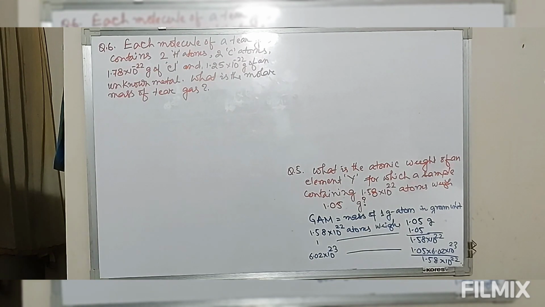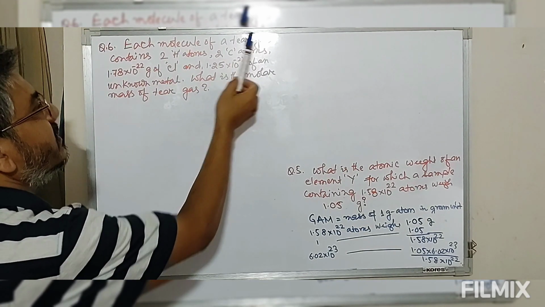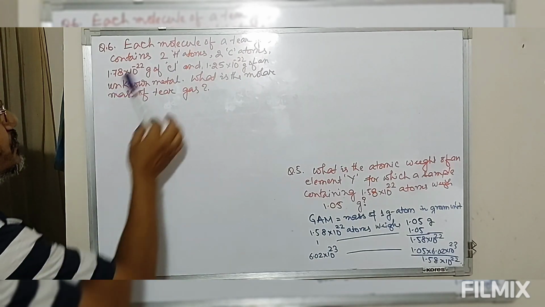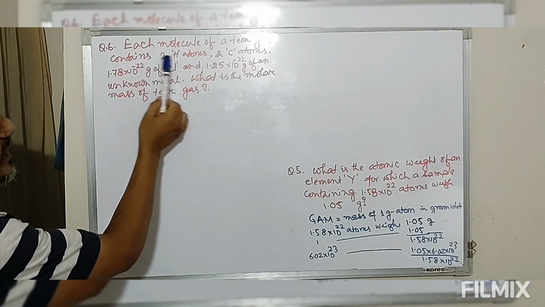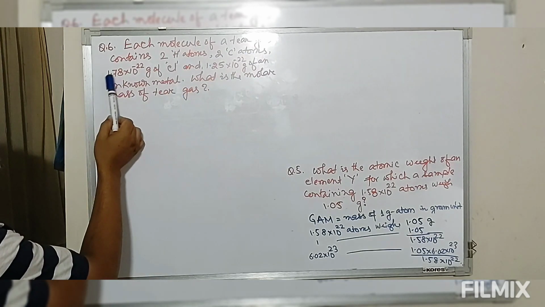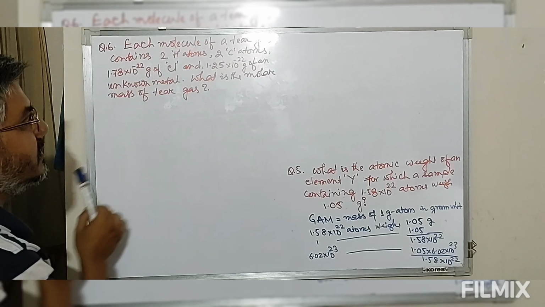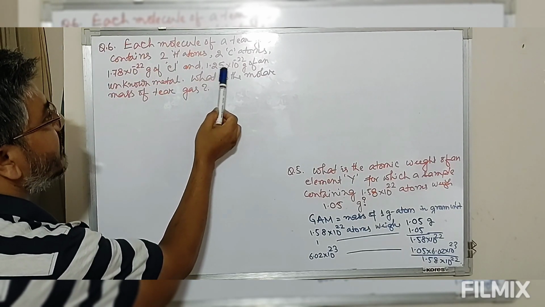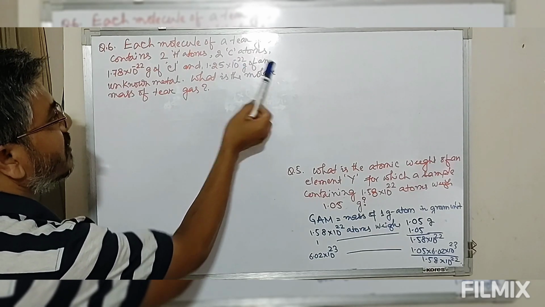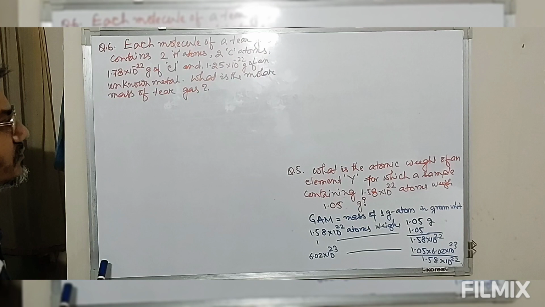Now look at this next question. Now we have a molecule known as tear gas. So each molecule of tear gas contains 2 atoms of hydrogen, 2 atoms of carbon, 1.78 into 10 power minus 22 gram of chlorine, and 1.25 into 10 to the power minus 22 gram of an unknown metal. Then what is the molar mass of the tear gas?